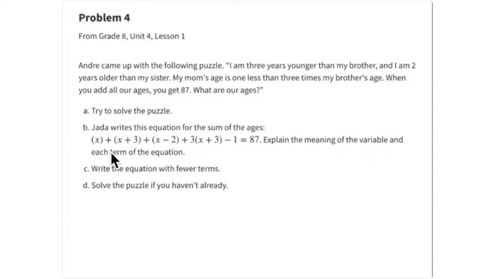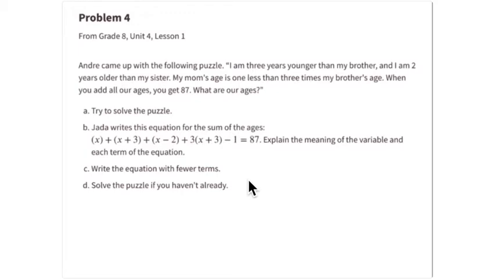So that word term, that means each of these amounts that are in between the addition symbols. So this is a term, this is a term, this is a term, and this is a term down here. And it says write the equation in fewer terms. So what that means is combine all the x's together and combine all the numbers together.